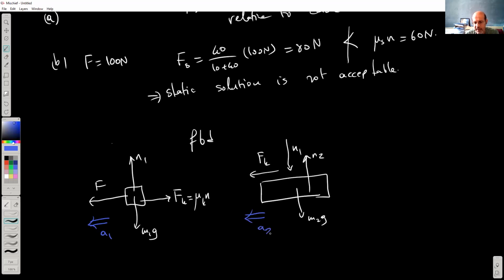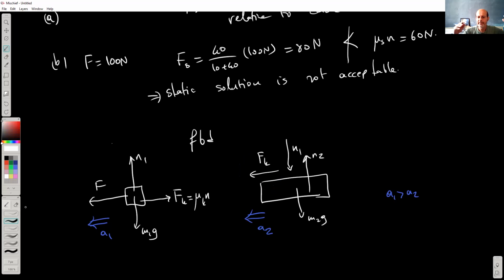A1 and A2, I'm assuming that they are positive. So I'm going to assume that A1 is bigger than A2, which implies that the upper block is moving towards the left relative to the lower one, and the lower block is moving towards the right relative to the upper one. All right. As a result, these directions of the kinetic friction force are consistent with each other.